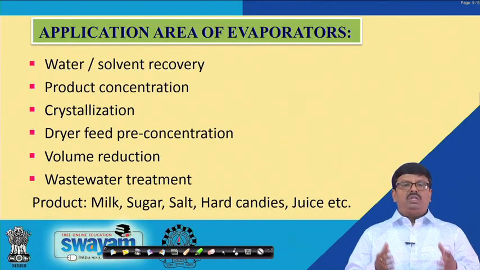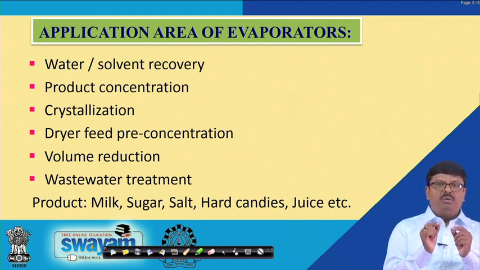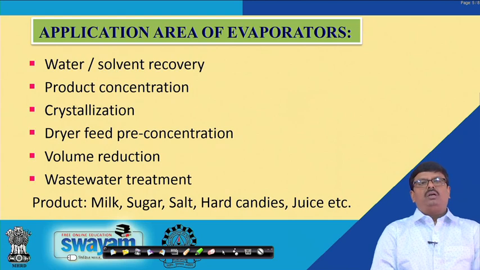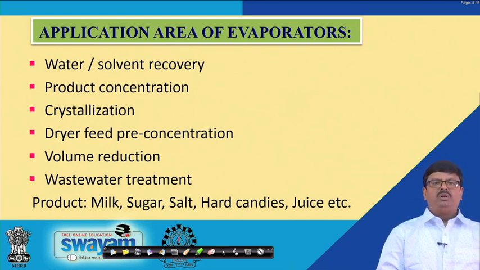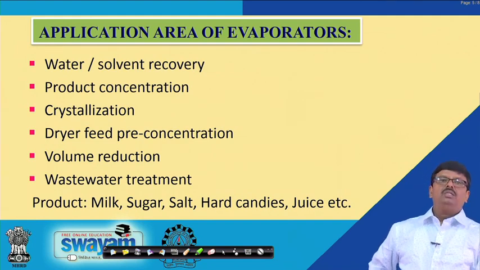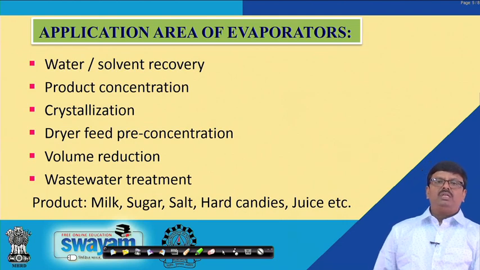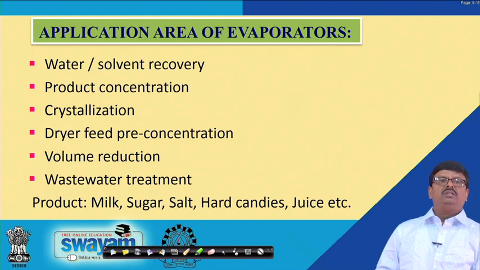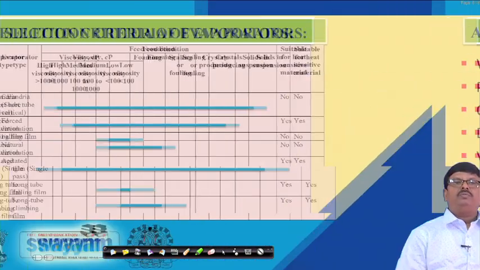Now, the application area. These are the different application areas where you can get the application of evaporators. We can get milk, sugar, salt, hard candies, juice, these are the different products that we can get from evaporation operations. And this evaporation operation is also used in wastewater treatment, I mean the desalination of water, and the evaporators are used in drying operation, in crystallization, in product concentration, volume reduction, solvent recovery. So, it finds extensive application in different chemical process industries.